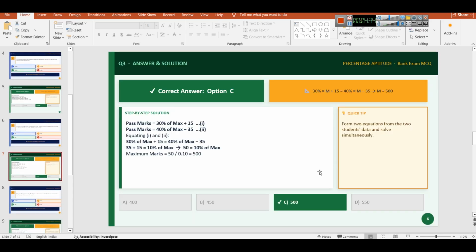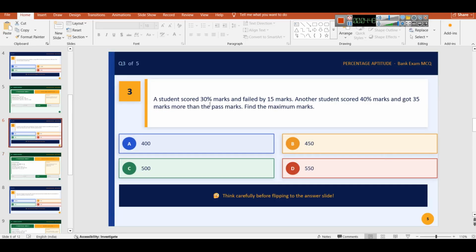Let's see how. Pass marks is 30% of maximum plus 15. Okay, this is your first equation. Pass marks is 40% of maximum minus 35. The first student scored 30% marks and failed by 15 marks. That means the pass marks is 15 marks more than this value, and it is 35 less than this value.